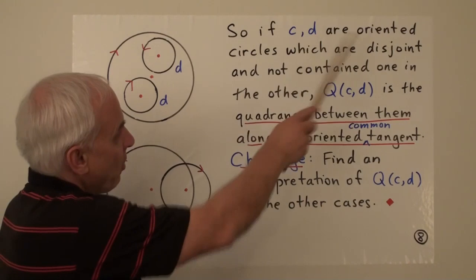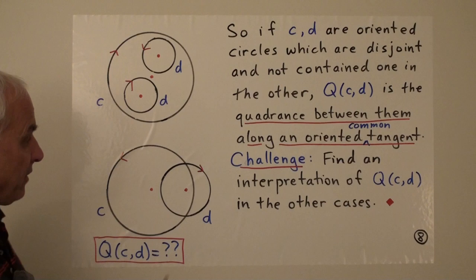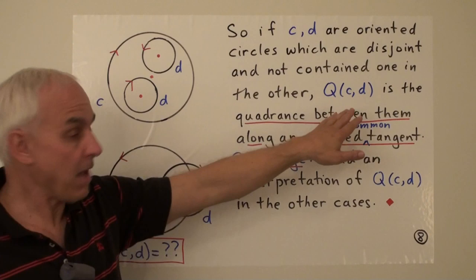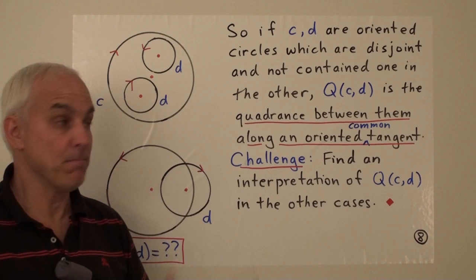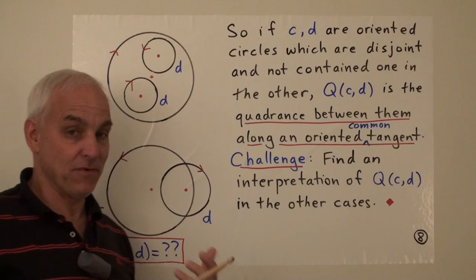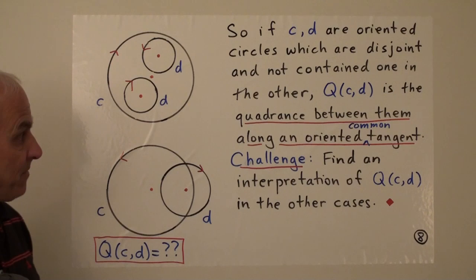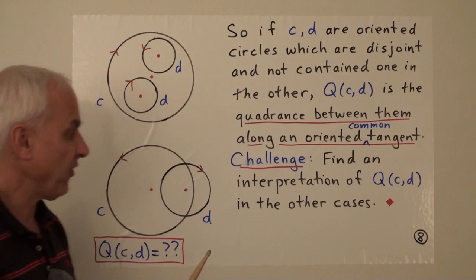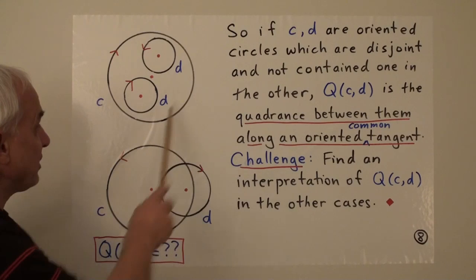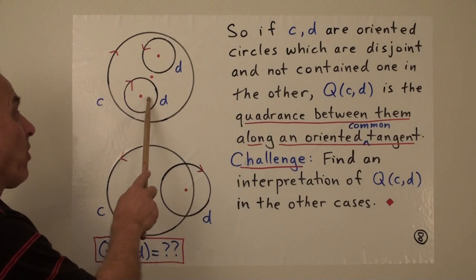So if C and D are oriented circles, which are disjoint and not contained one in the other, the kind of situation we were talking about before, you have one circle here, another circle here, then we've just established that the quadrance between C and D, that formula that I wrote down, is in fact the quadrance between them along an oriented common tangent. That's the meaning of Q of CD. But that expression, Q of CD, has a value even if the circles don't have those positions, even if the circles are contained one in the other, or perhaps intersecting like this. Okay, so the challenge is to find an interpretation of this quadrance in some of these other cases. In particular, the case where you have one outside circle with some orientation, and then an inside circle with either the same orientation or the opposite one.